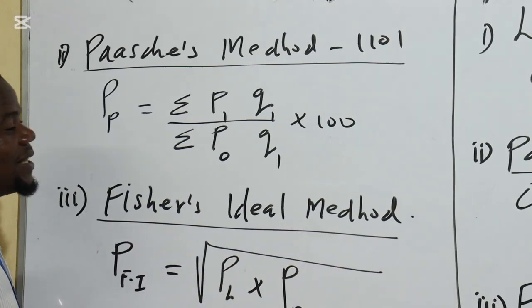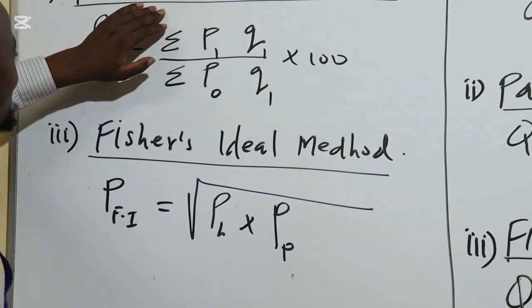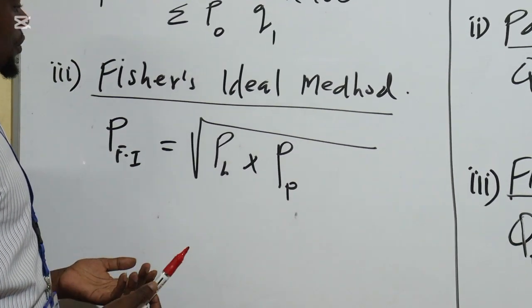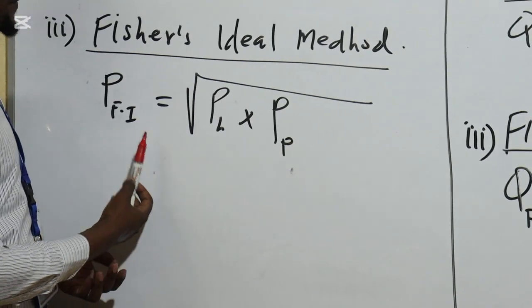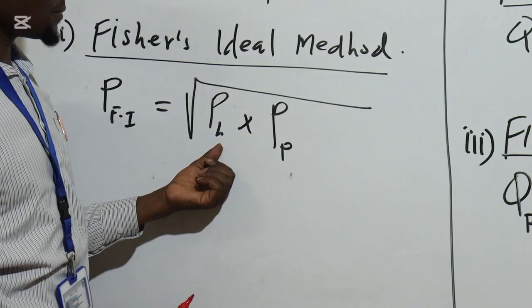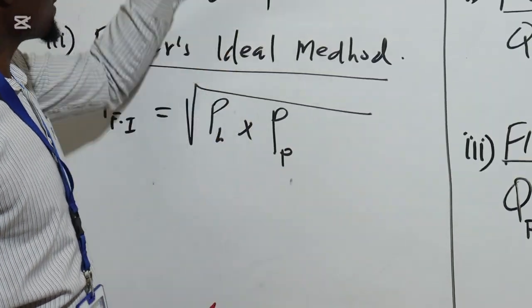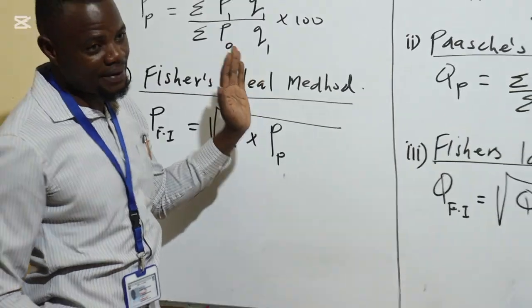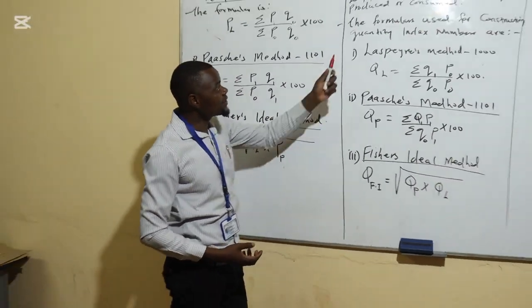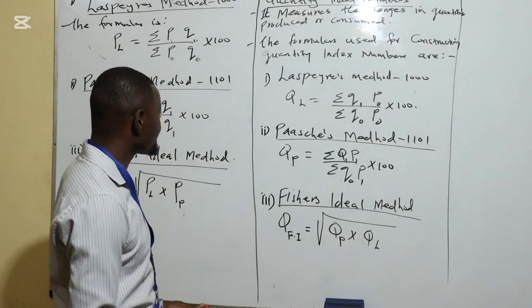Now the Fisher's ideal is just trying to compare these two, the Laspeyres and Paasche. To equalize these, the Fisher's ideal is just looking at the square root of the price index due to Laspeyres times the price index due to Paasche. So these ones I was dealing with the price indexes. Let's look at the quantity index, then we take an example.